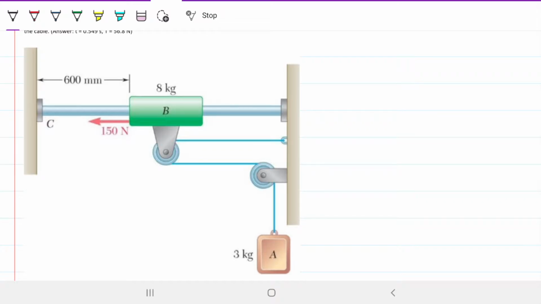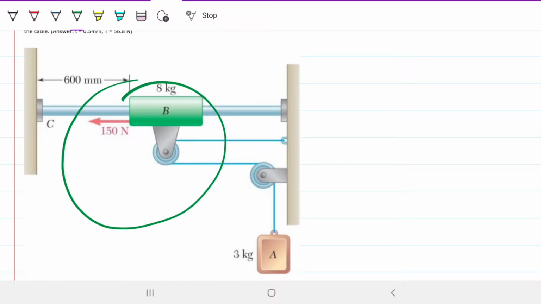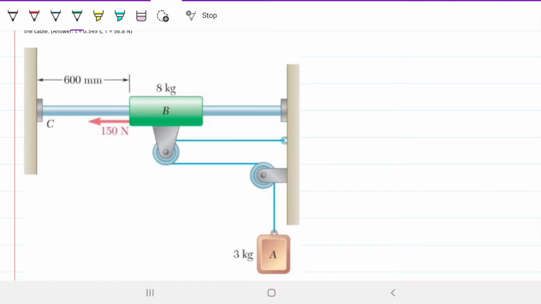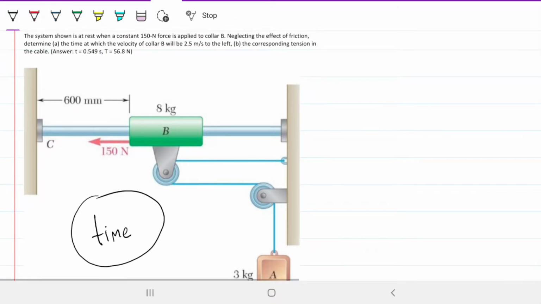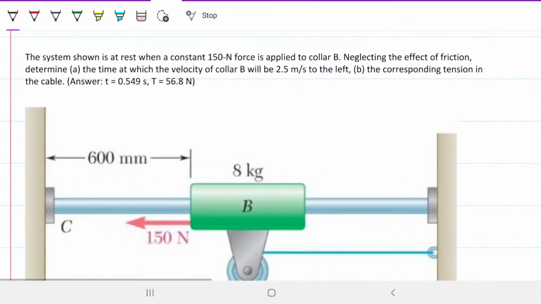Today we're looking at the third time at the same system here, but this time the problem statement is different and we're interested in time. All the other instances that we looked at this problem, we were disregarding time or not interested in it. This time we are. Problem statement reads: the system shown is at rest when a constant 150 Newton force is applied to collar B. So far, nothing new. Neglecting the effect of friction, determine the time at which the velocity of collar B will be 2.5 meters per second to the left and the corresponding tension in the cable.